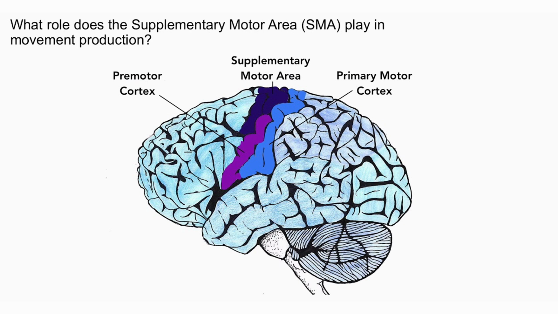It is also associated with the planning and initiation of movements. Damage in the supplementary motor cortex causes an increase in flexor muscle tone, leading to spasmodic contraction.